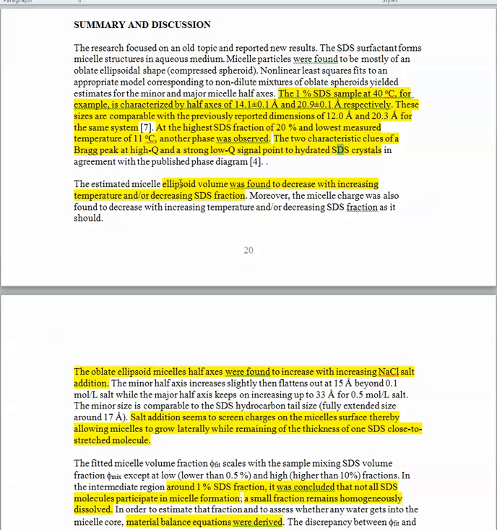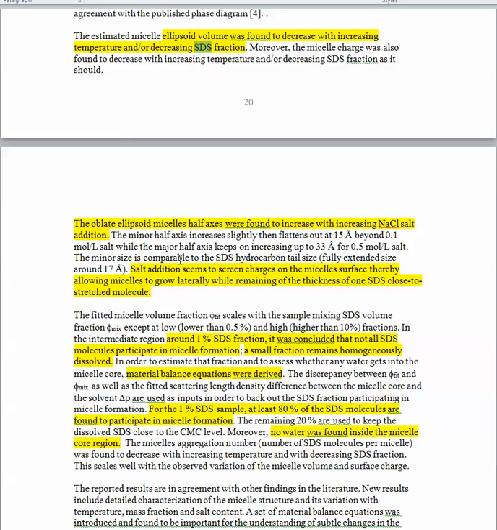So another result, ellipsoid volume was found to decrease with increasing temperature and decreasing STS fraction. In the case of salt addition, sodium chloride, the ellipsoid micelles' half-axes were found to increase with increasing salt addition. Salt addition seems to screen charges on the micelle surface, thereby allowing micelles to grow laterally while remaining of the thickness of one STS molecule.